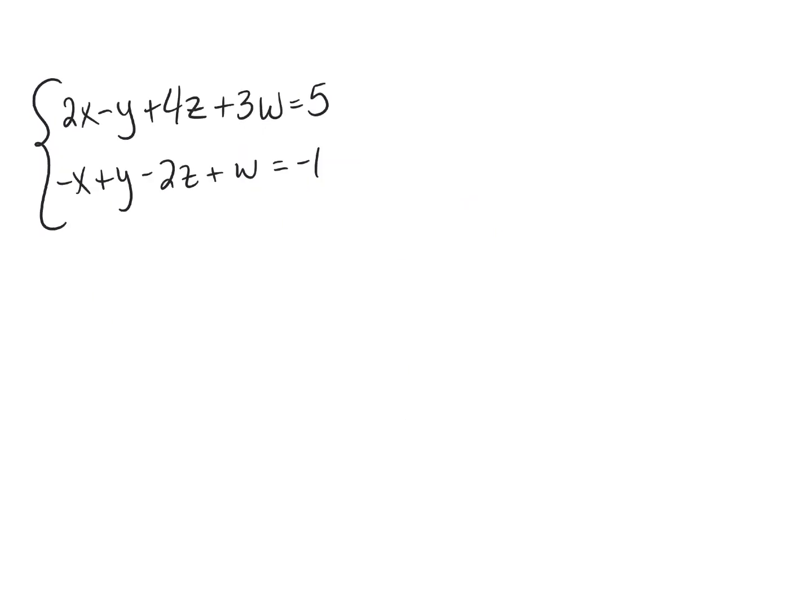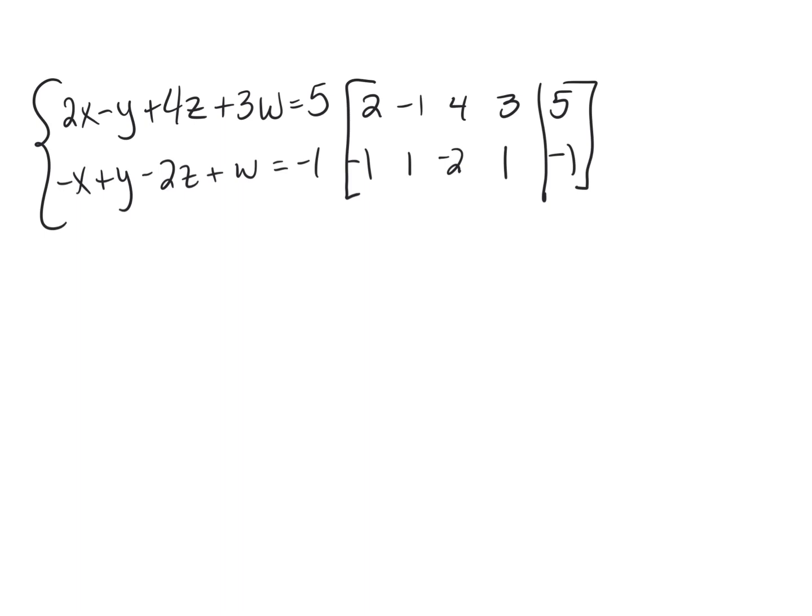Now in this example, we have 4 unknowns and only 2 equations. So our parameterization is going to be a little bit more complicated, but that's okay. So let's look at this matrix. 2, minus 1, 4, 3, augmented with 5. Minus 1, plus 1. I already know what I'm going to do. Because it's already set up for me, I can eliminate the y by just adding the rows.